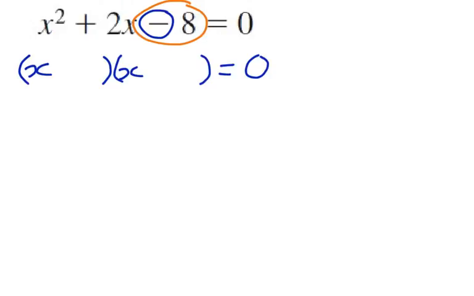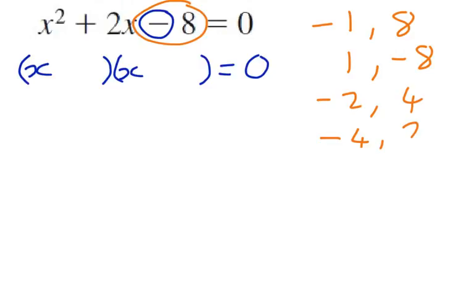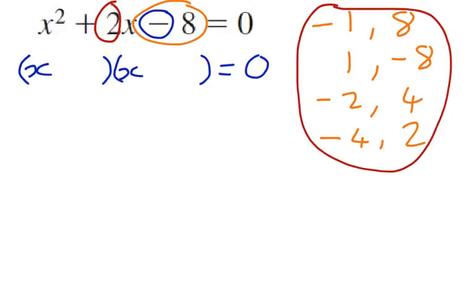So we could have minus 1 and 8, or 1 and minus 8. We could have minus 2 and 4, or minus 4 and 2. They're all our possibilities. So we've got 4 possibilities here. How we choose which one of those 4 we want is we look at this number here, which is plus 2, and we need to choose which of these 4 adds up to plus 2.